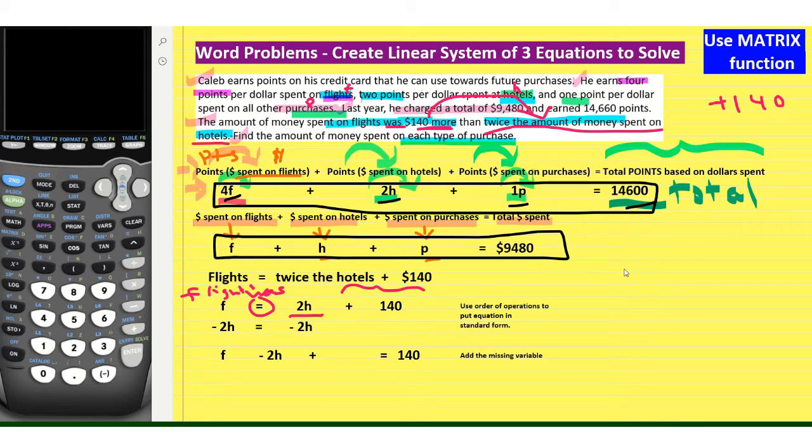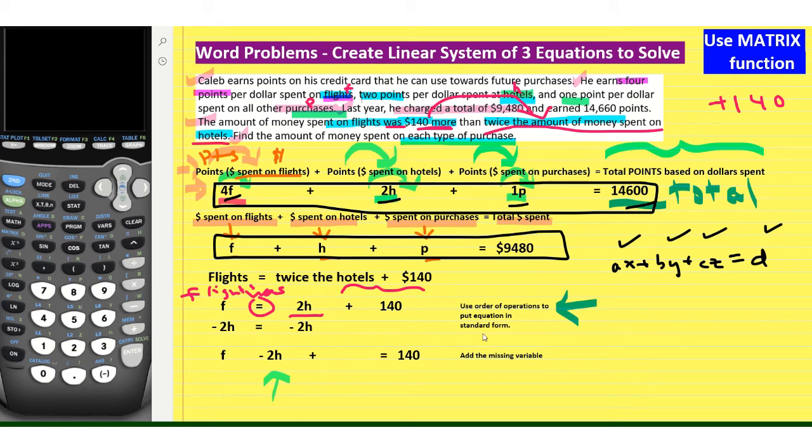We need it to be in the order of AX plus BY plus CZ is equal to some other constant number. So it's going to be a variable, a variable, a variable, and a constant on the other side. Well, this only has one constant on one side of the equal sign. So I need to use order of operations right here in order to move it around a little bit. So I'm going to subtract the 2h from both sides so that the h moves to this side.